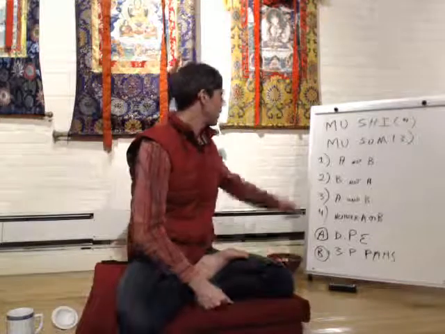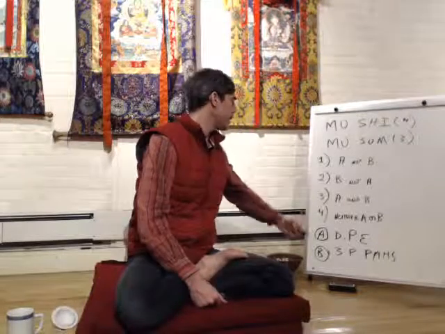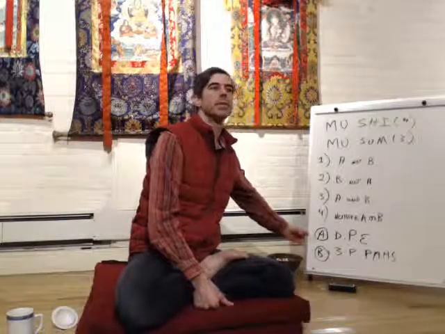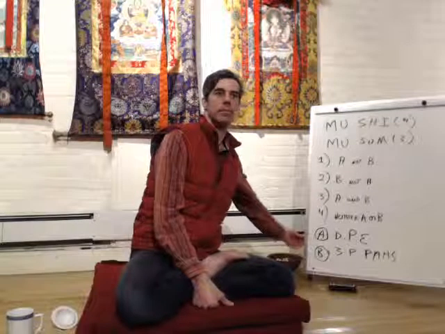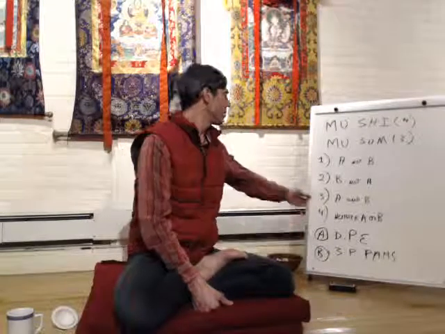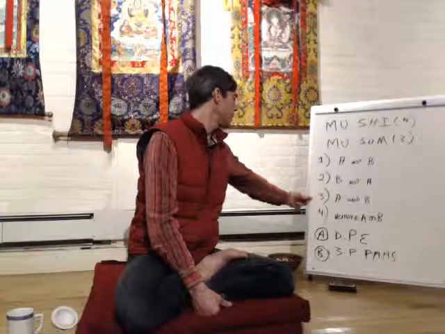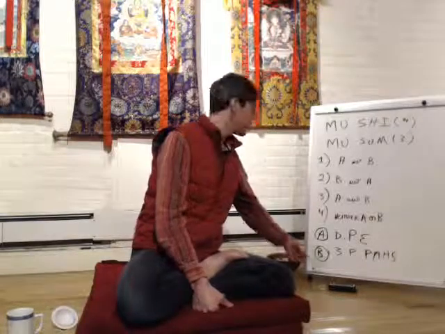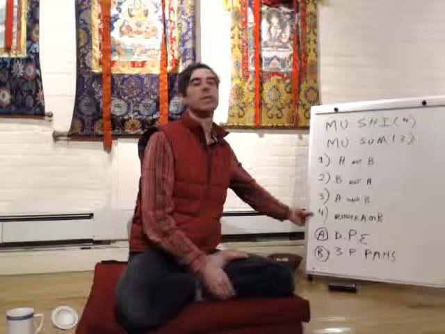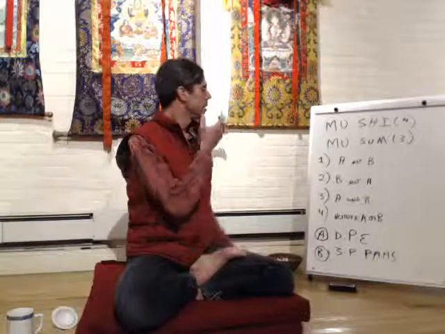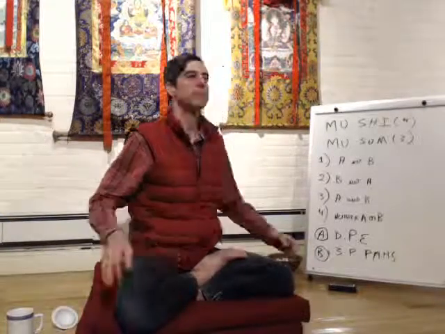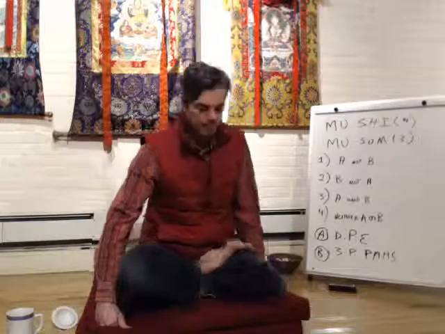Can you have a case where you have the three principal paths but not the direct perception of emptiness? Yes. Could you have a case where you have the direct perception of emptiness and the three principal paths? Yes. Could you have a case where you could have neither? Of course. Yes. So there you go.